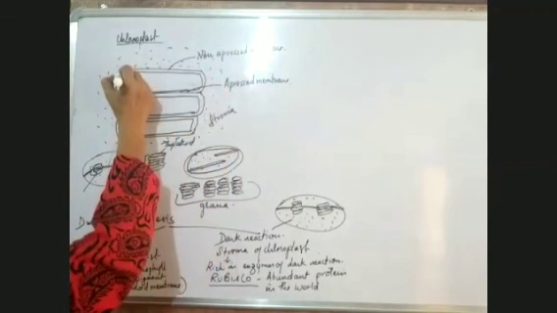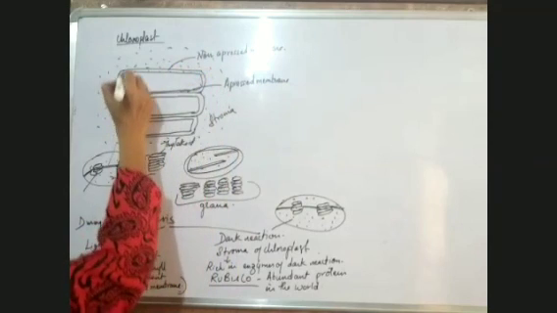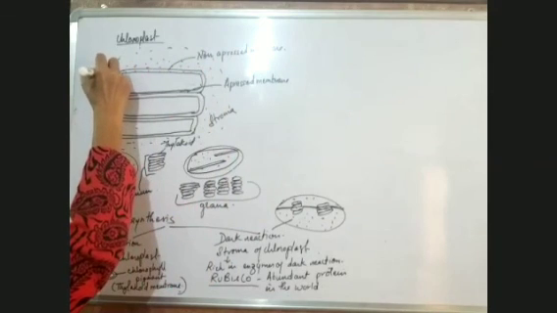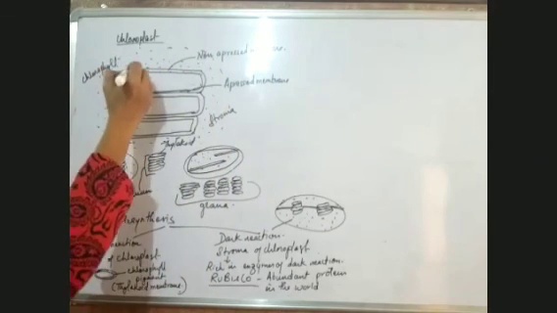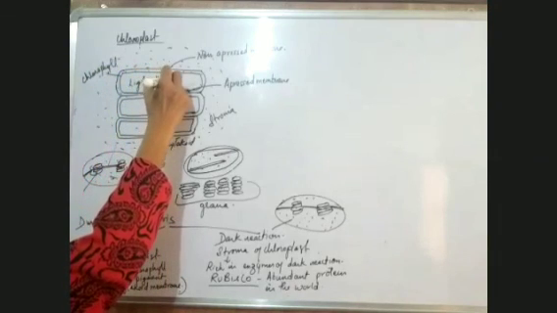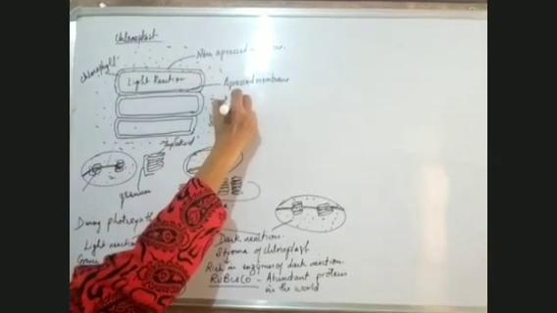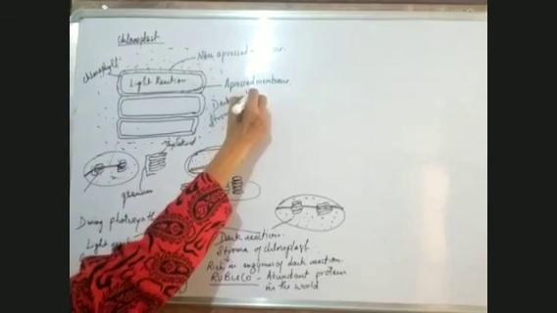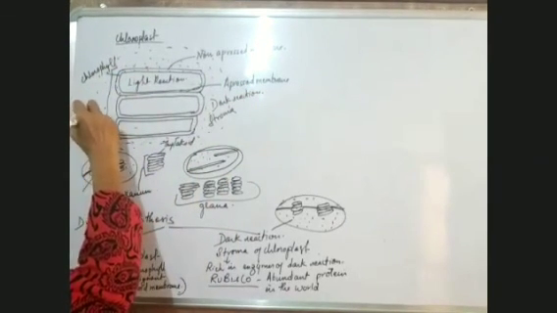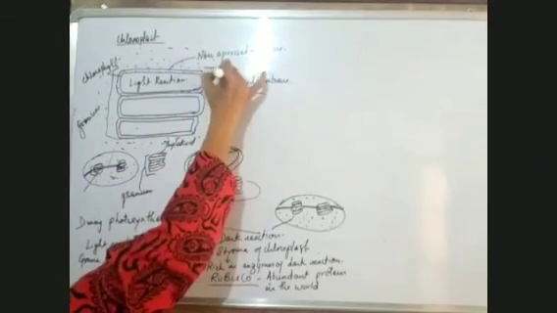And the membrane of thylakoid, what do they have in them? They have chlorophyll pigment. And the light reaction takes place here, and the dark reaction takes place here. This is granum, and each single one of this is thylakoid.